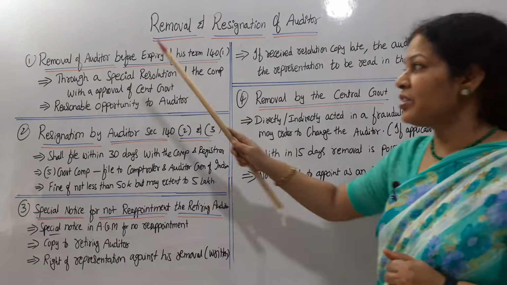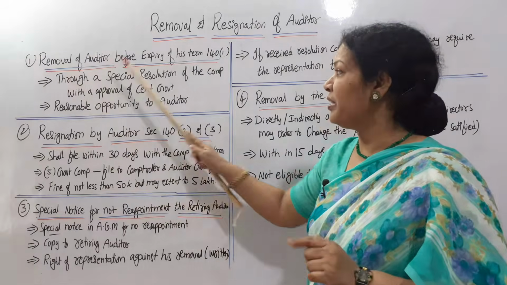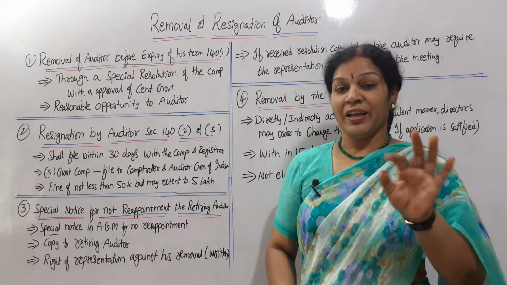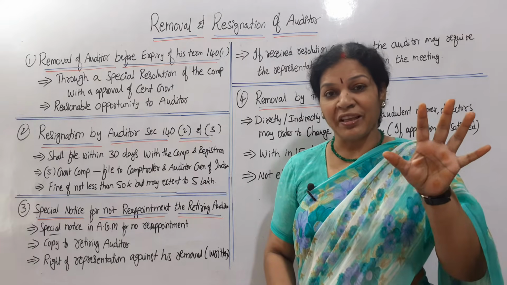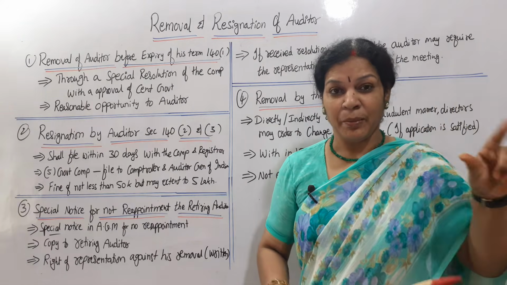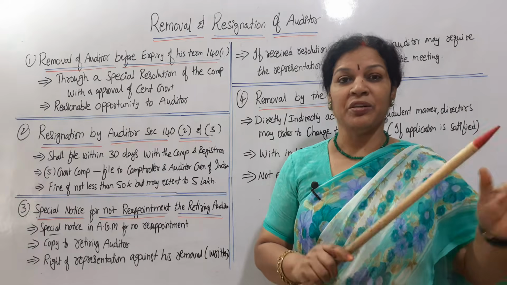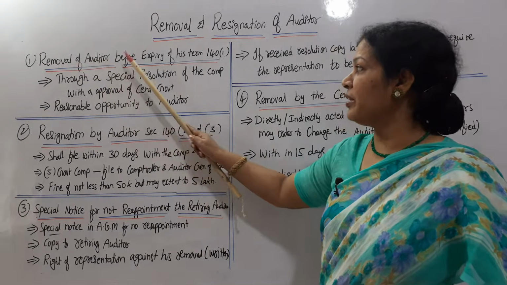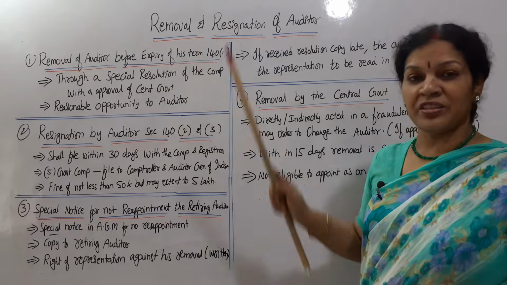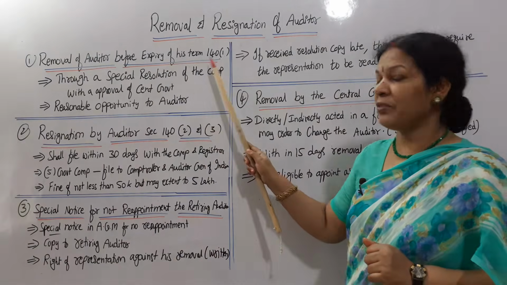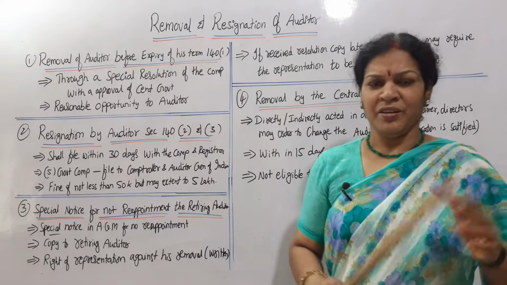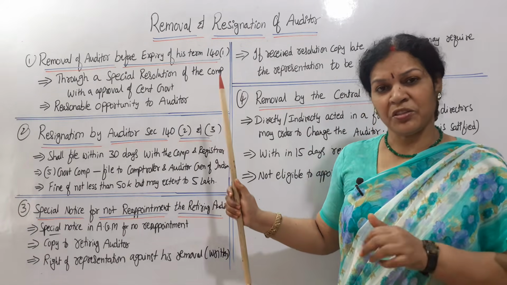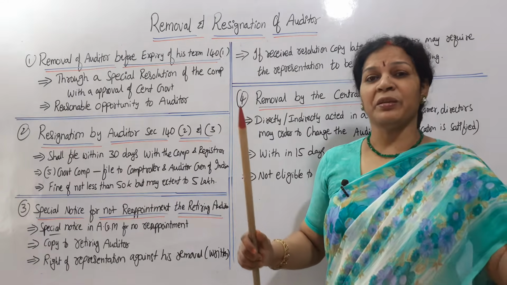How to remove? The first thing is removal of auditor before expiry of his term. Suppose he has been given a term of 5 years, before 5 years also we can remove the auditor. That is what this first point says: removal of auditor before expiry of his term. This is as per section 140 subsection 1. 139 is appointment; now 140 subsection 1 says that before the expiry date we can remove the auditor.